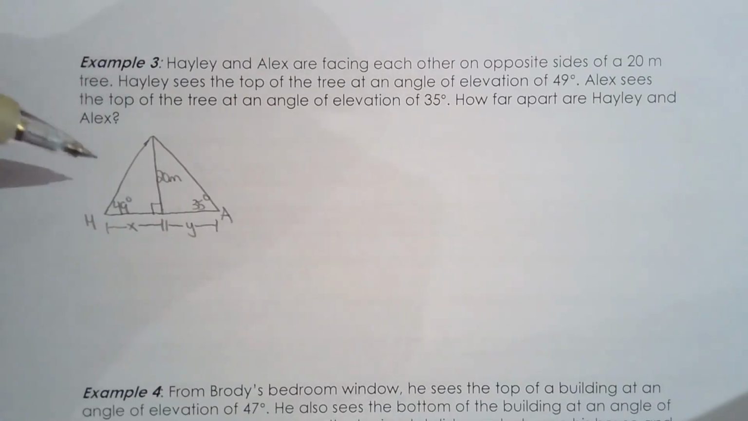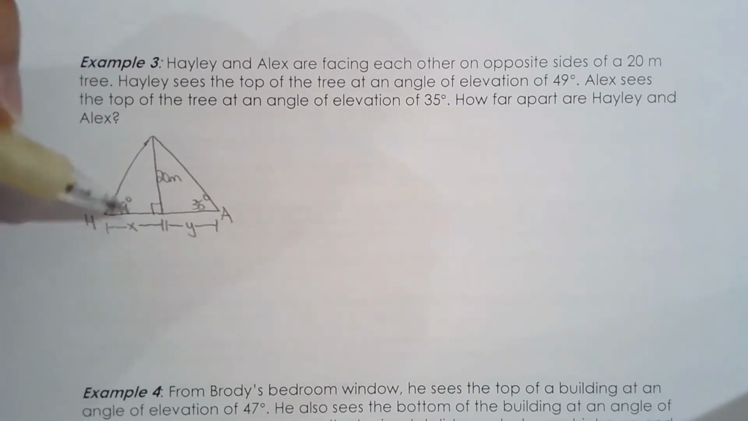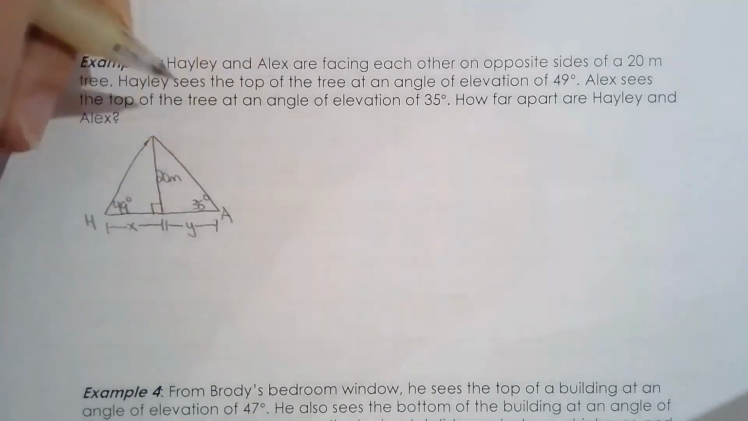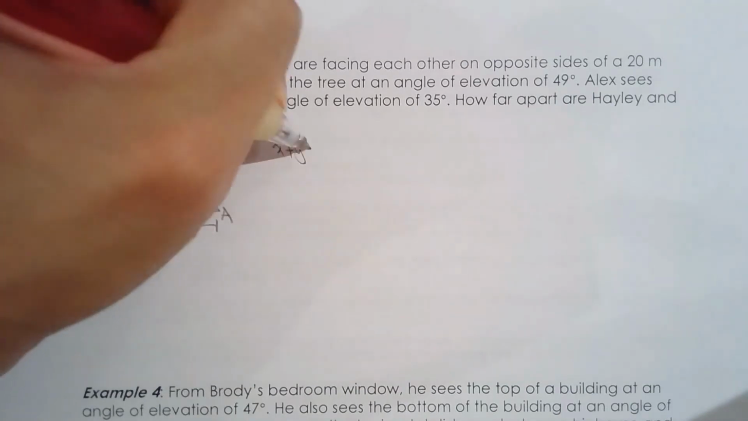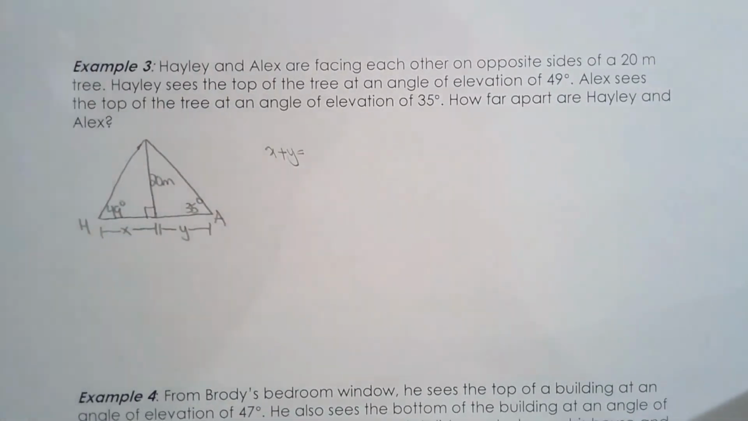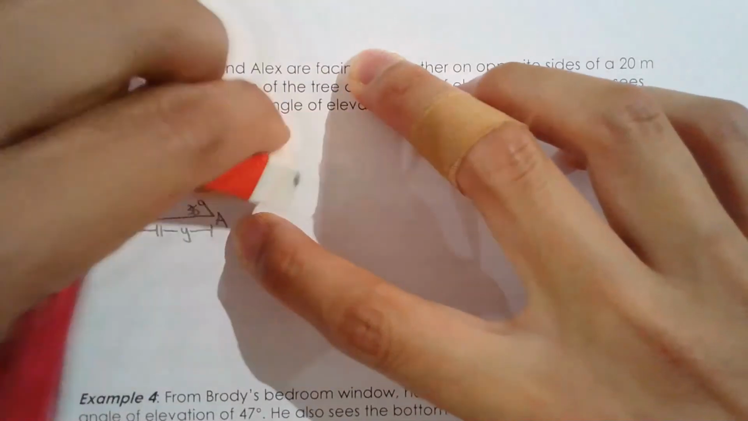So to answer the question earlier, who is closer to the tree? Well, who has to tilt their head higher? Haley has to tilt her head higher. So if that's the case, that should mean she is closer to the tree. So let's do the math. Let's find out how far apart Haley and Alex are. So x plus y. Let's solve for x and y individually, and then we'll do x plus y.